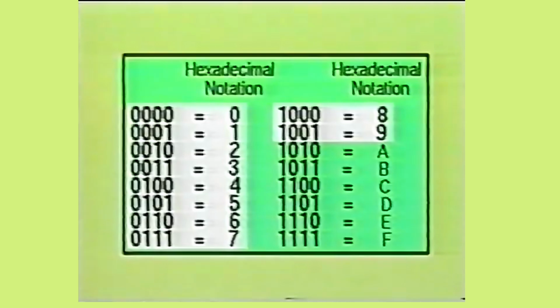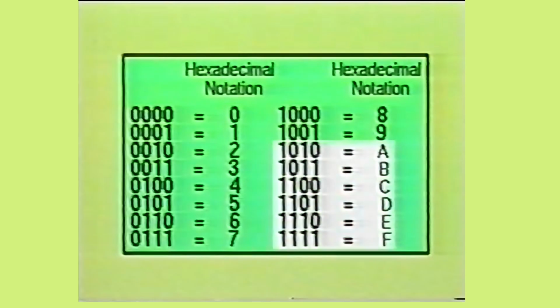As you saw earlier, the hexadecimal characters 0 through 9 correlate directly with the binary equivalents using the binary weights 8, 4, 2, and 1. But when the binary weight totals equal 10 or more, then the hexadecimal characters A through F are used. A represents 10, B represents 11, C represents 12, D represents 13, E represents 14, and F represents 15.